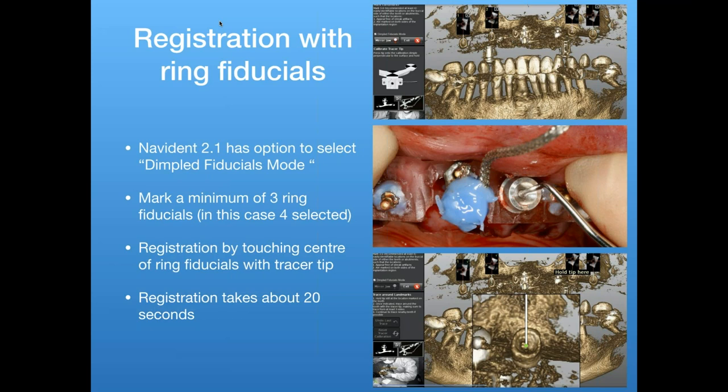And the registration is done simply by touching the center of each ring fiducial with the tracer tip. So this registration takes less than 20 seconds. It's very quick, very simple.